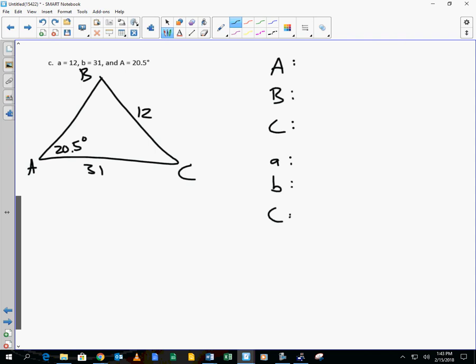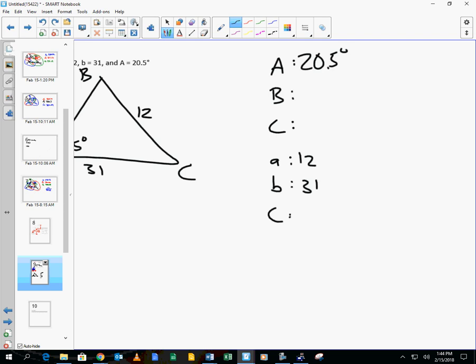Okay. Angle A is 20.5, side a is 12, and side b is 31. Somebody say something intelligent about angle B. It's bigger than 20.5, so could it be acute still? Yeah. Could it be obtuse? Yes, we've got both in play here. Is the side opposite the angle longer or shorter than the other given side? It's shorter. Well, let's go down that decision tree.